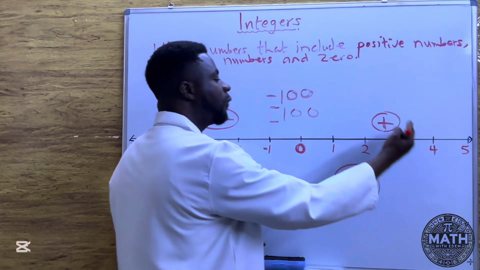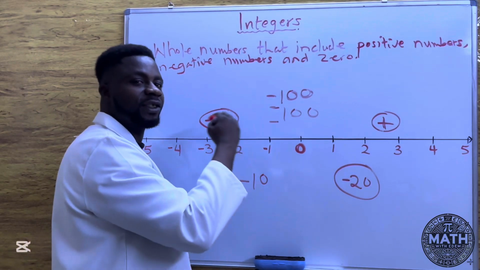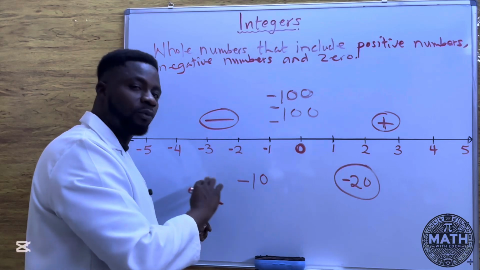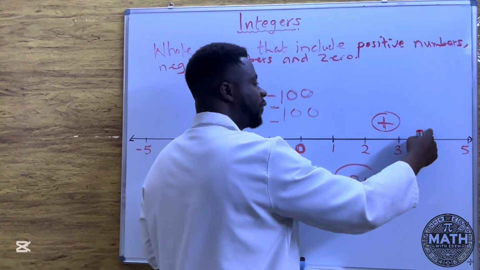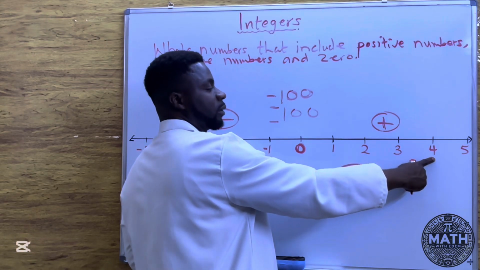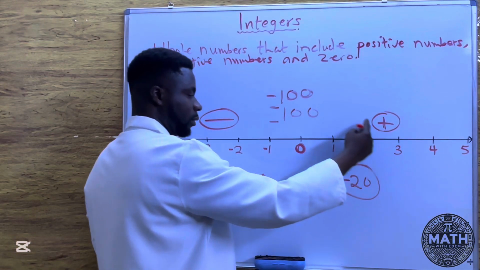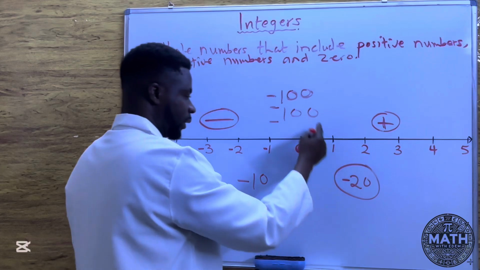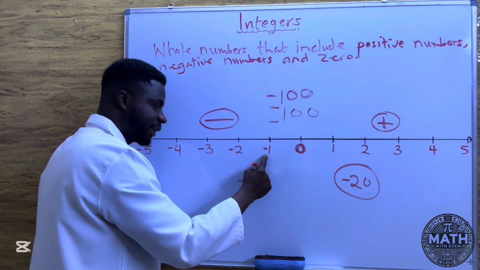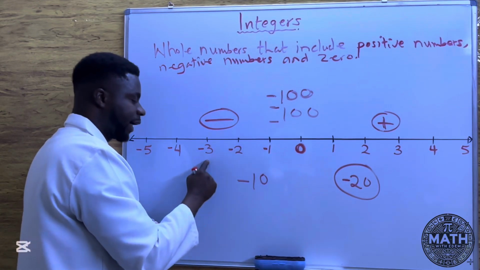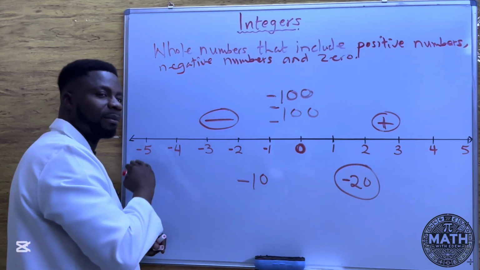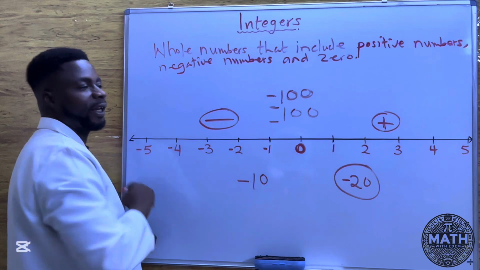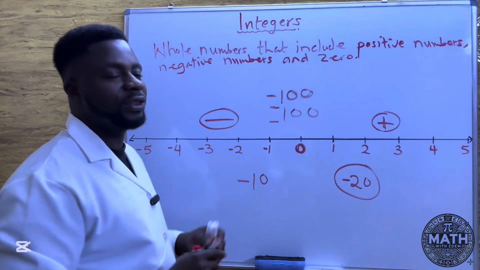And then when you move to the left side, the integers become less, or they become smaller or lower. For instance, from 5, when you move to the left, we have 4, 3, 2, 1, 0, negative 1, negative 2, negative 3, negative 4, negative 5. So the integers become lesser and less. So that is how integers are.